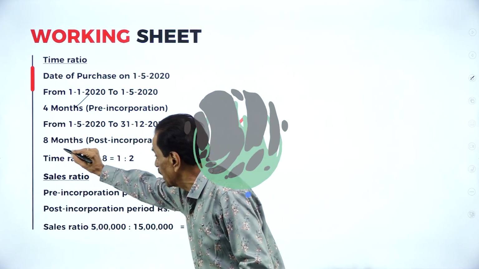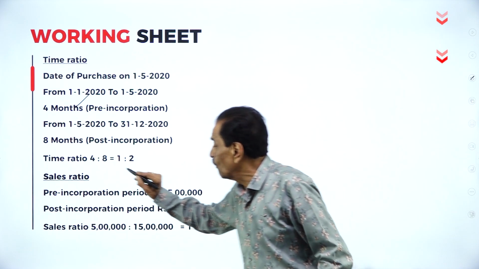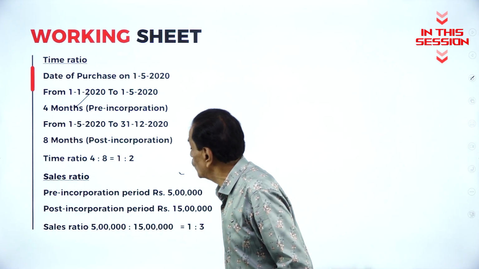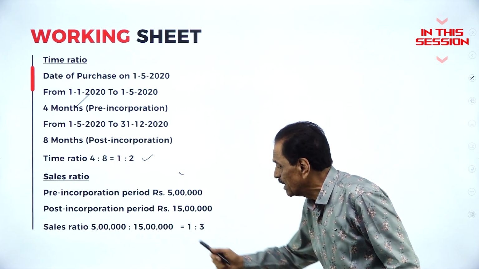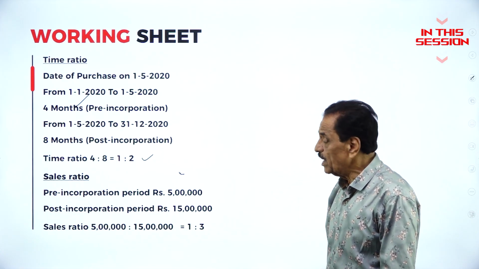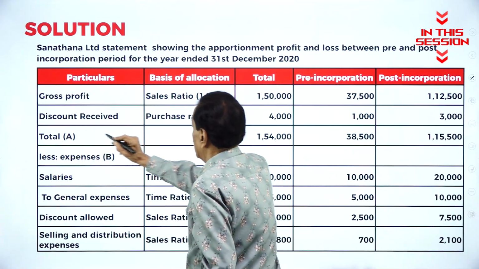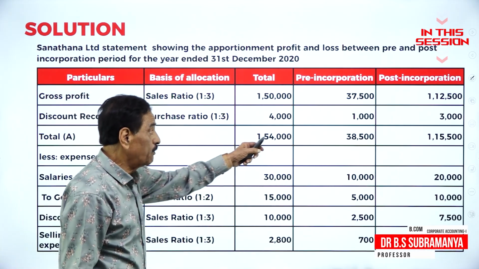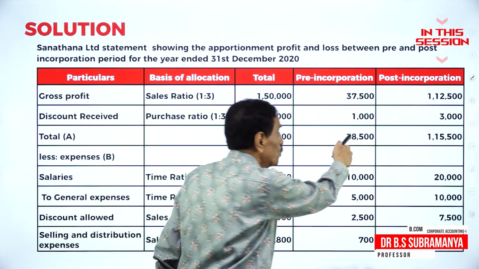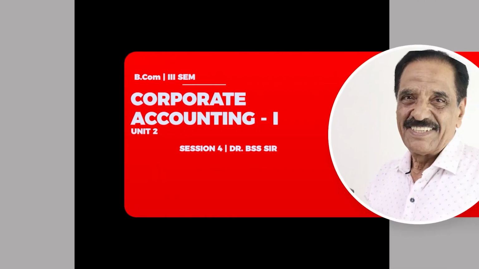8 months post-incorporation period. Therefore, the time ratio is 4:8, 1:2. First pre-incorporation 5 lakh, the balance is 15 lakh, the difference is 5. So the ratio is 5 lakh to 15 lakh, 1:3. Discount received on purchase ratio 1:3, totally 4,000. 1,000 goes to pre-incorporation, 3,000 goes to post-incorporation.